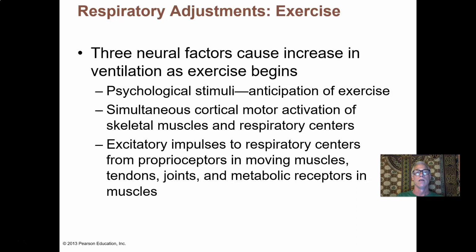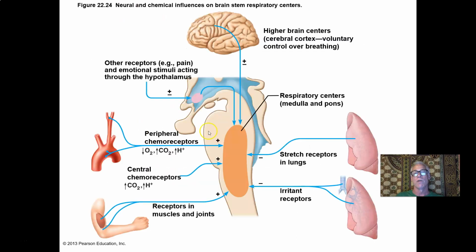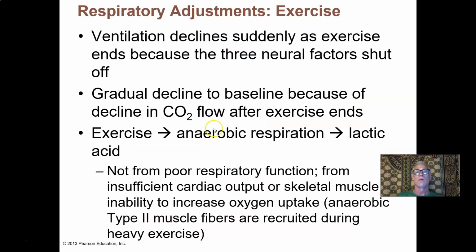During exercise, we have these brain centers that are driving up ventilation. We have the motor cortex driving up ventilation. We have proprioceptors driving up ventilation. We have psychologically stated activation of ventilation through the limbic system. All those things are driving up ventilation during exercise to some degree. And so it turns out that as we end exercise, all of those things shut off. And so there's a sudden drop in that increased ventilation that had been going on during exercise.